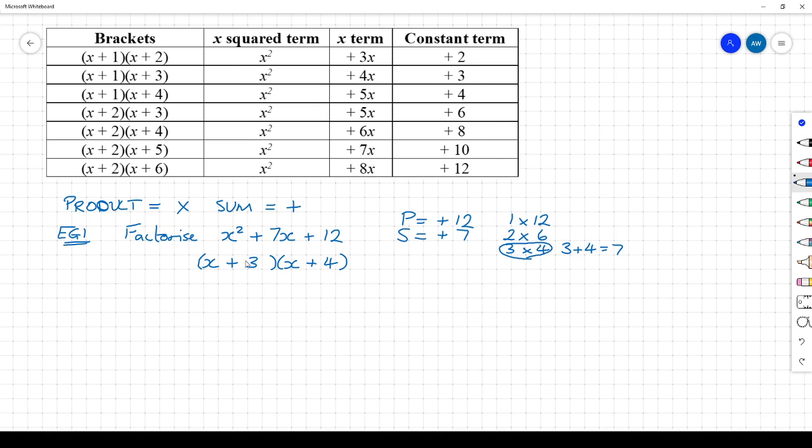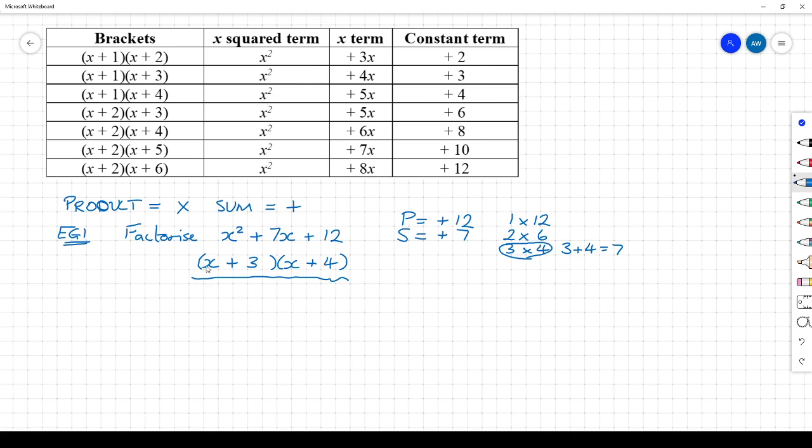It doesn't matter where I put them. I could have put plus 4 there and plus 3 there, because you're still going to get the same answer, aren't you? And the order doesn't matter when you're multiplying. So x plus 3 times x plus 4 is the same as x plus 4 times x plus 3. And there we have it. We've just factorized that quadratic expression.